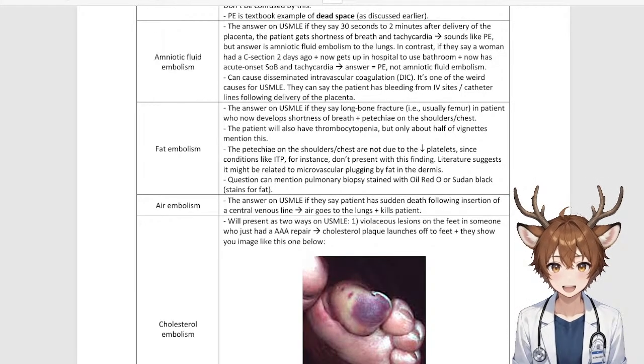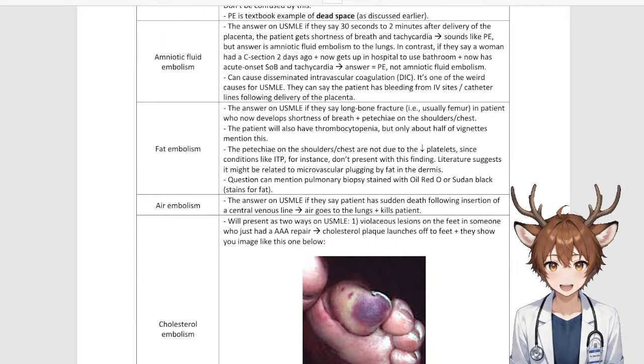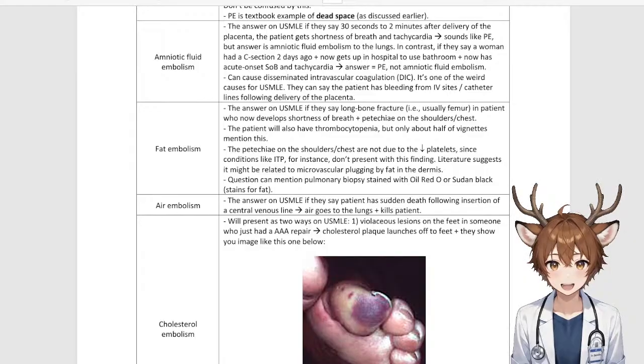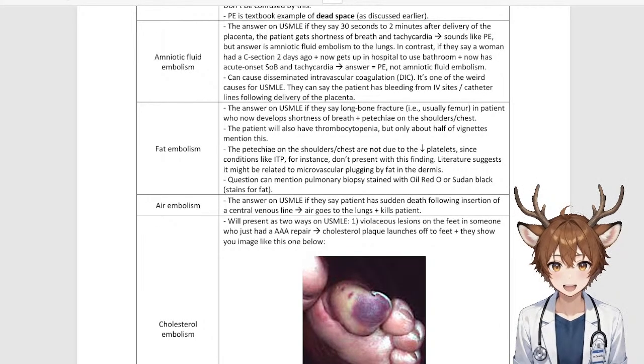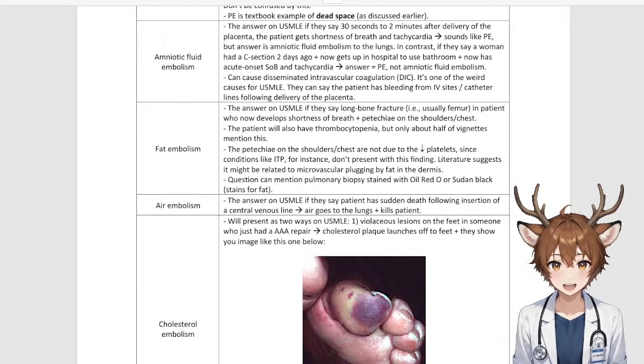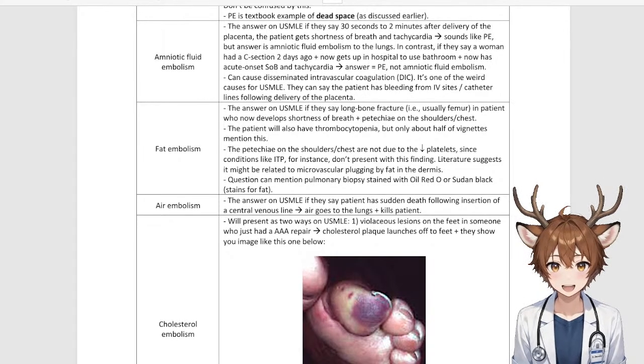In contrast, if they say a woman had a C-section 2 days ago and now gets up in the hospital to use a bathroom and has acute onset shortness of breath and tachycardia, the answer is PE, not amniotic fluid embolism. Amniotic fluid embolism can cause disseminated intravascular coagulation, DIC. It's one of the weird causes for USMLE. They say the patient has bleeding from the IV sites and catheter lines following delivery of the placenta.